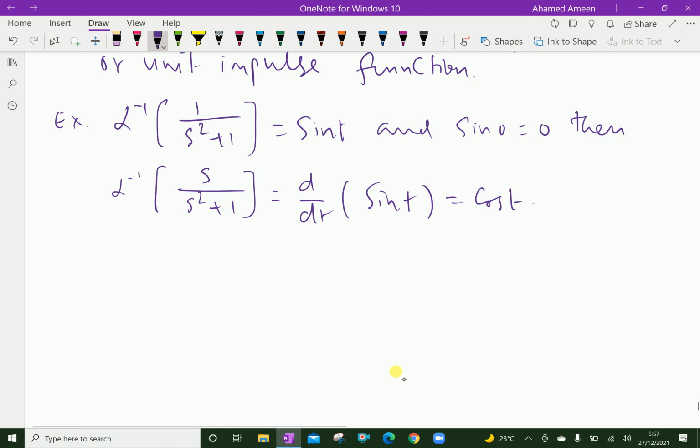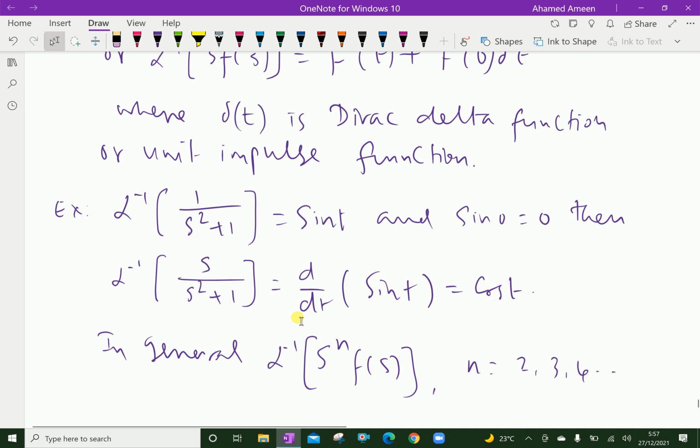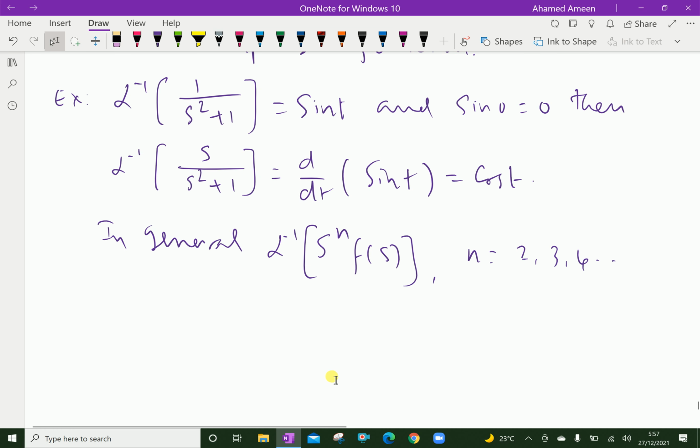In general, we can say inverse Laplace transform of s power n f of s, where n equals 2, 3, 4 and so on. That means before we were using only s multiplication, now we are multiplying with s power n. These are possible by using s power n.